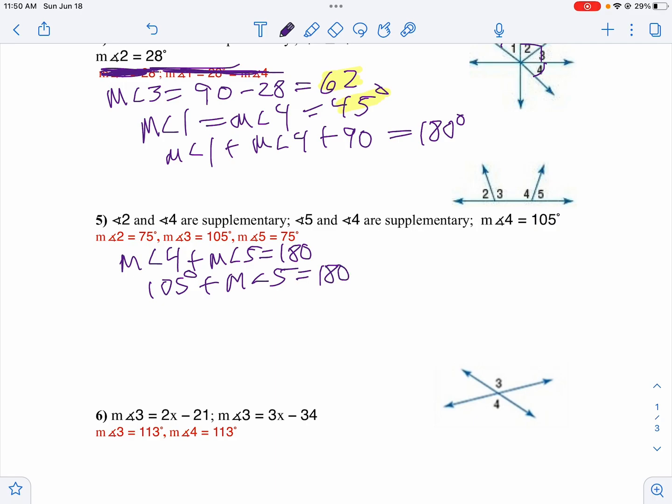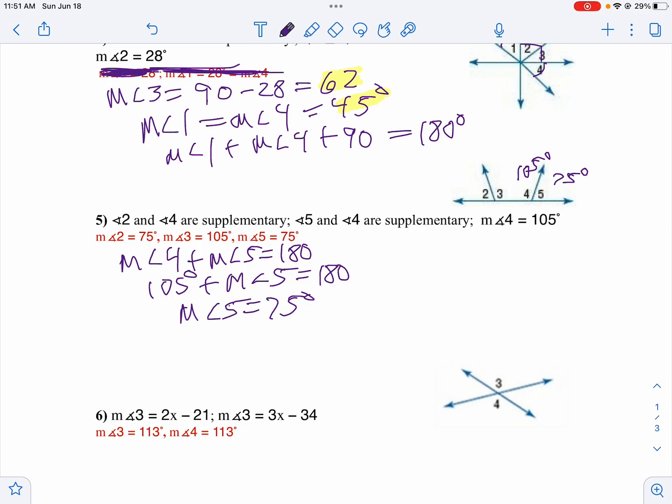Equals 180. So that tells me the measure of angle 5 is going to be 75 degrees, because we know 105 plus 75 gives us 180. Now, let's write down what we have here. So we know angle 4 is 105. We know angle 5 is 75 degrees.